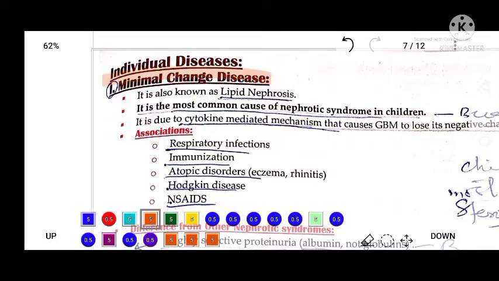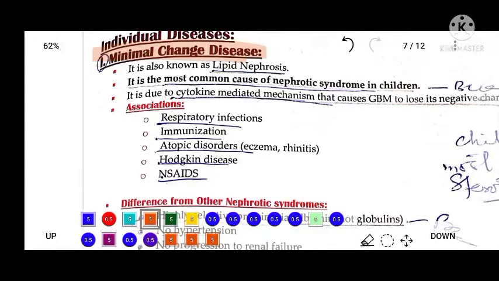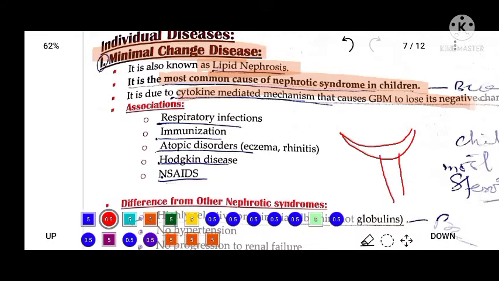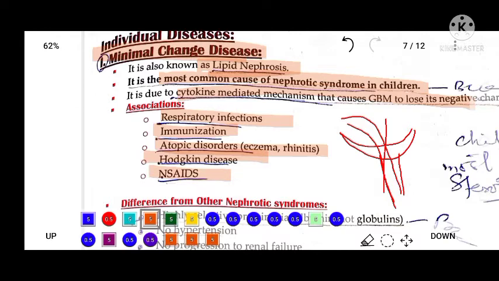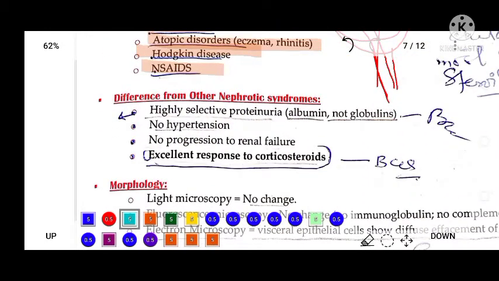Now, the first disease of nephrotic syndrome is minimal change disease, also known as lipoid nephrosis. The most common cause of nephrotic syndrome in children is minimal change disease, and a cytokine mediated mechanism causes glomerular basement membrane damage, and it results in loss of negatively charged molecules into the urine. Now it is associated with respiratory infection, immunization, atopic disorder, Hodgkin disease, and NSAIDs use.